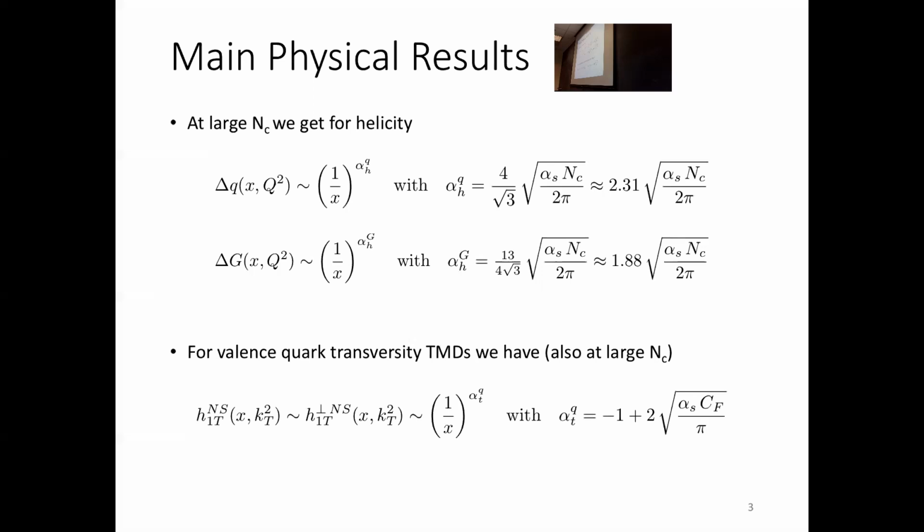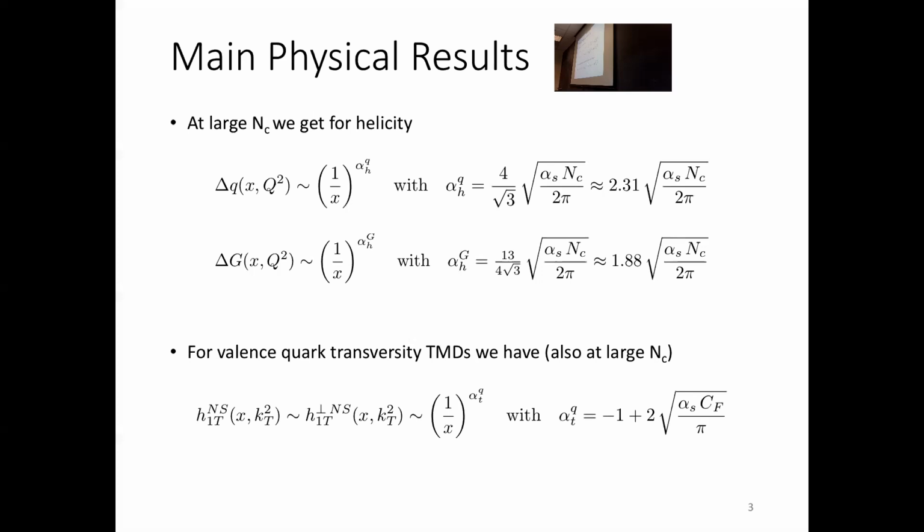It's a function of the coupling. See, the number of colors, everything else is numbers, and you can divide 4 by root 3, it's about 2.31 times the square root. For the gluon, we get a different power of 1 over x, at small x in a large NC, which has a different prefactor here. It's 13 over 4 root 3, which gives in the end a slightly smaller number than the number for the quarks. Somehow, amazingly, all those numbers are of the order of 2, give or take a little bit.